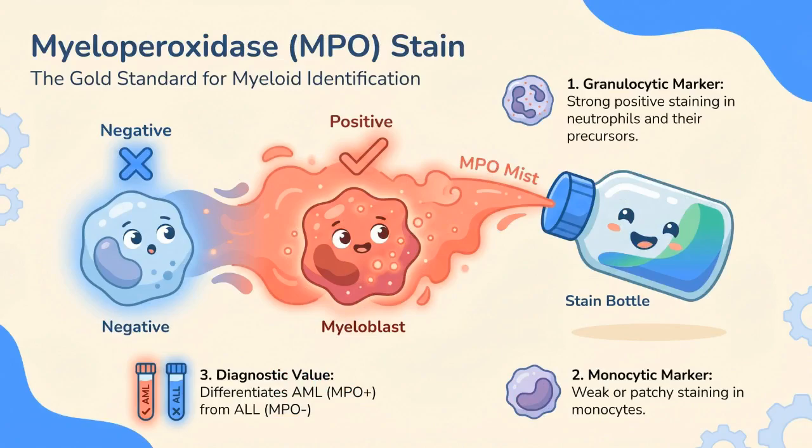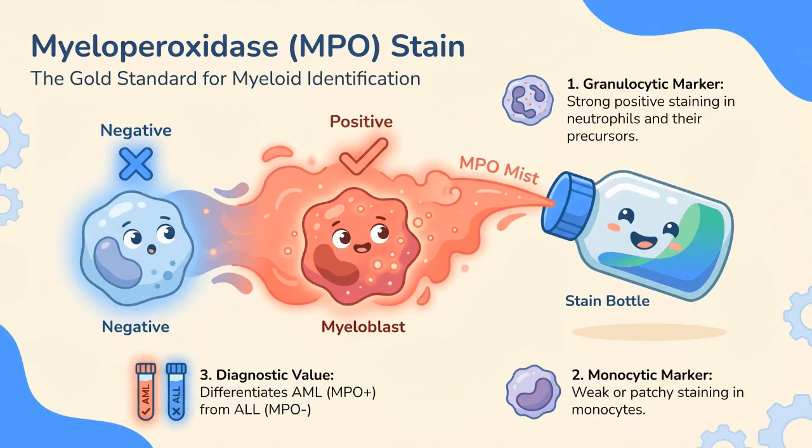Following our introduction to specialized diagnostics, let's delve into one of the most important cytochemical stains, myeloperoxidase, or MPO. This stain is a powerful tool for identifying cells of granulocytic and monocytic lineage. MPO is an enzyme found in the primary granules of myeloid cells, and its presence indicates differentiation along the myeloid pathway. When performing an MPO stain, a positive reaction appears as dark brown or black granules within the cytoplasm of the cells. A strong positive reaction is characteristic of myeloblasts and promyelocytes, while monocytes show a weaker, more diffuse positivity.